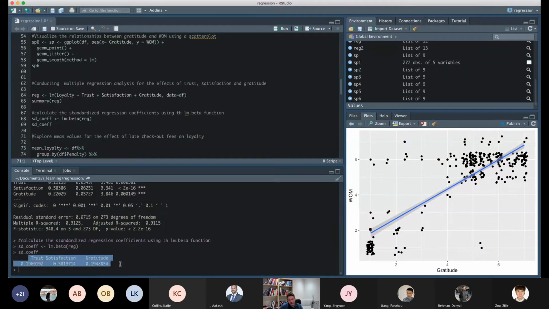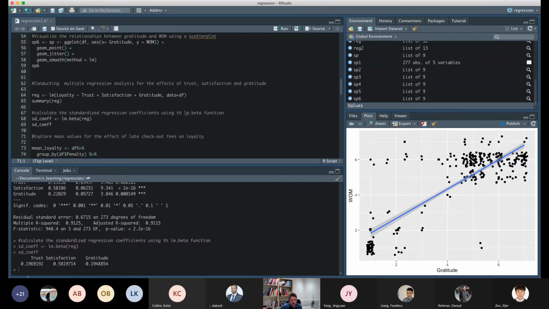And those standardized coefficients are always in standard deviations. So it's the effect of the independent variable on the dependent variable, not in the original measurement unit, but in standard deviations. Here, for example, the effect of trust, we see it's positive.